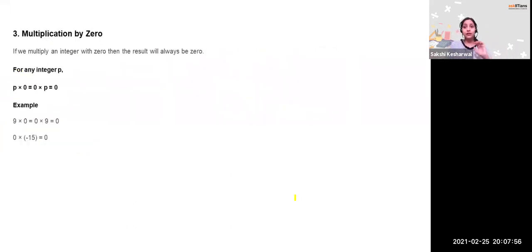Okay. Now, multiplication by zero. Again, I have taught you this. We have learned that if you multiply any number by zero, your answer will be what? Again zero, right? So multiplication of any number with zero, whether you take a negative number, a positive number, or any number, you will get the answer zero, right or not?